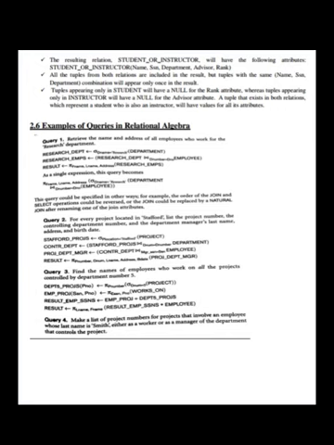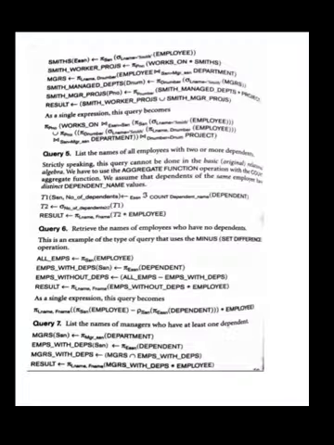Tuples appearing only in student will have a null for the rank attribute, whereas the tuples appearing only in the instructor will have null for the advisor attribute. A tuple that exists in both relations, which represents a student who is also an instructor, will have values for all its attributes. See the examples of queries in relational algebra here. See the queries here.